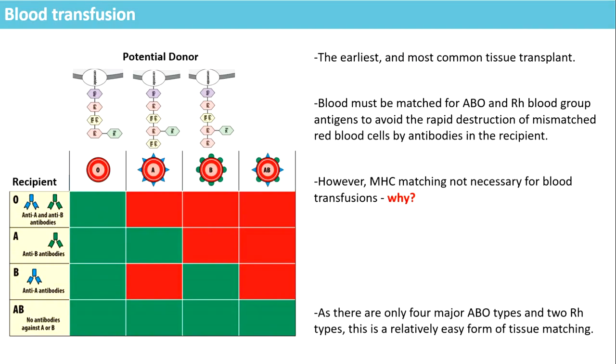If we look at blood transfusions, they are obviously one of the simplest and probably one of the earliest kinds of transplants that occurred in humans. But of course, as you all know, we need to perform blood matching. So we really need to be aware of the ABO as well as the rhesus blood group antigens, because if we get that wrong, then we're going to get rapid destruction because we've got antibodies present that will recognize that kind of mismatch. So you can see here that O is the universal donor, and AB is obviously the universal recipient.